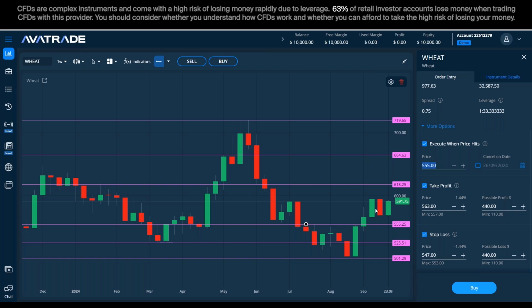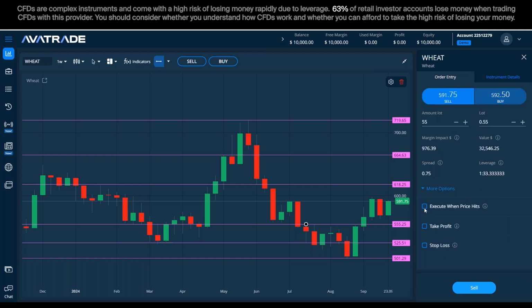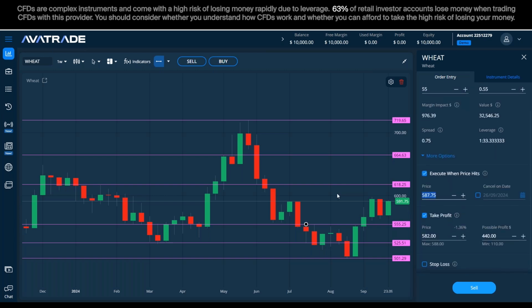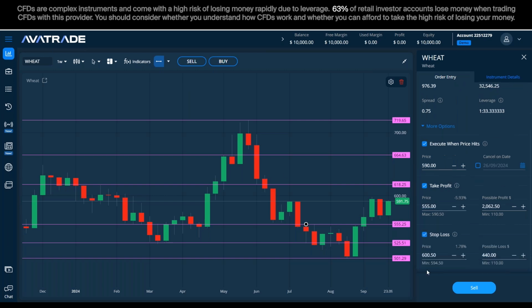Let's make it a sell. Let's make it 590. Okay, 590 will be our entry. Because we now have a sell, we have to turn it around. So 590. Take profit will then be, let's suppose, 555.